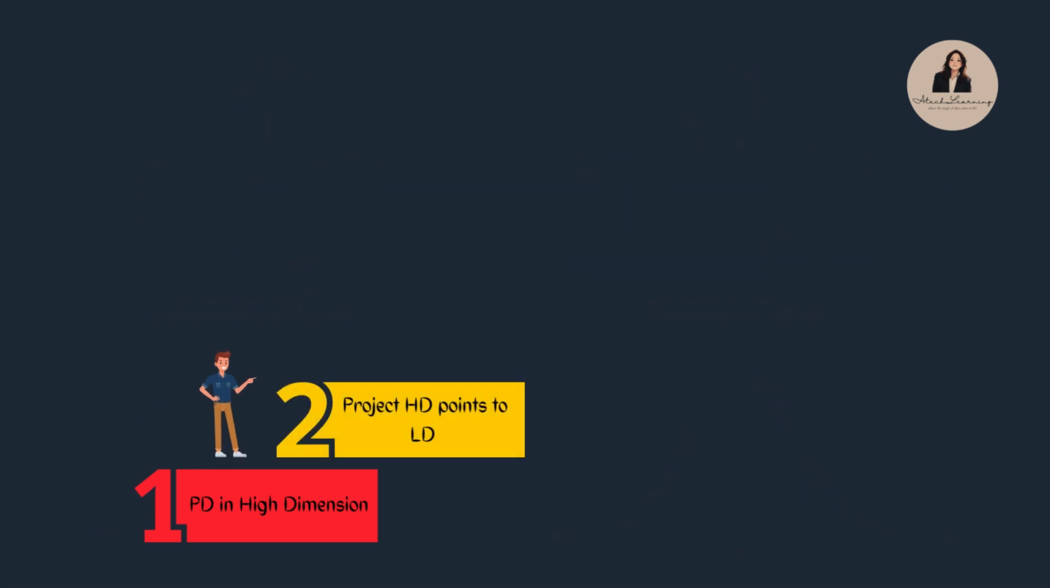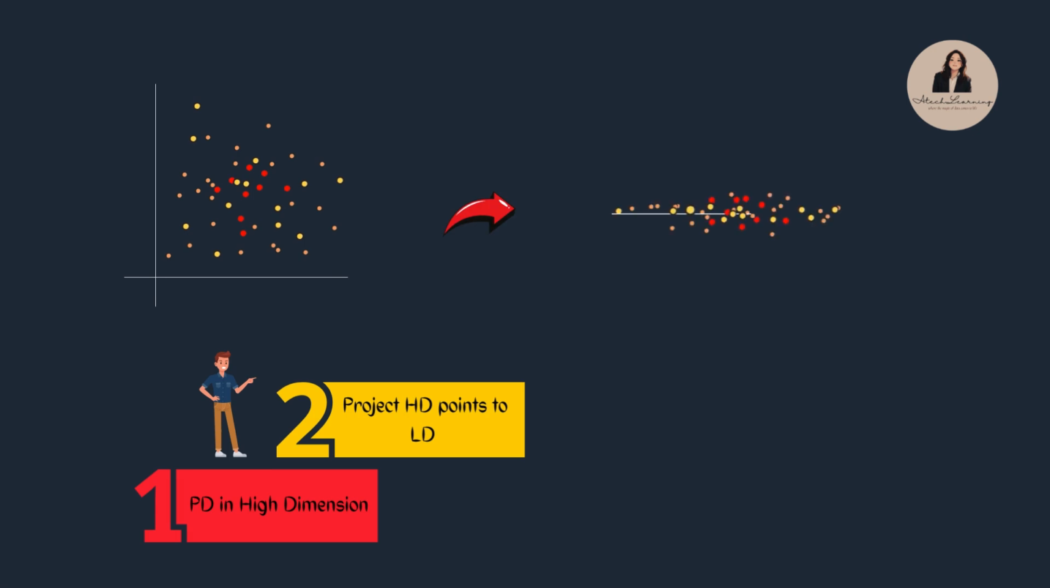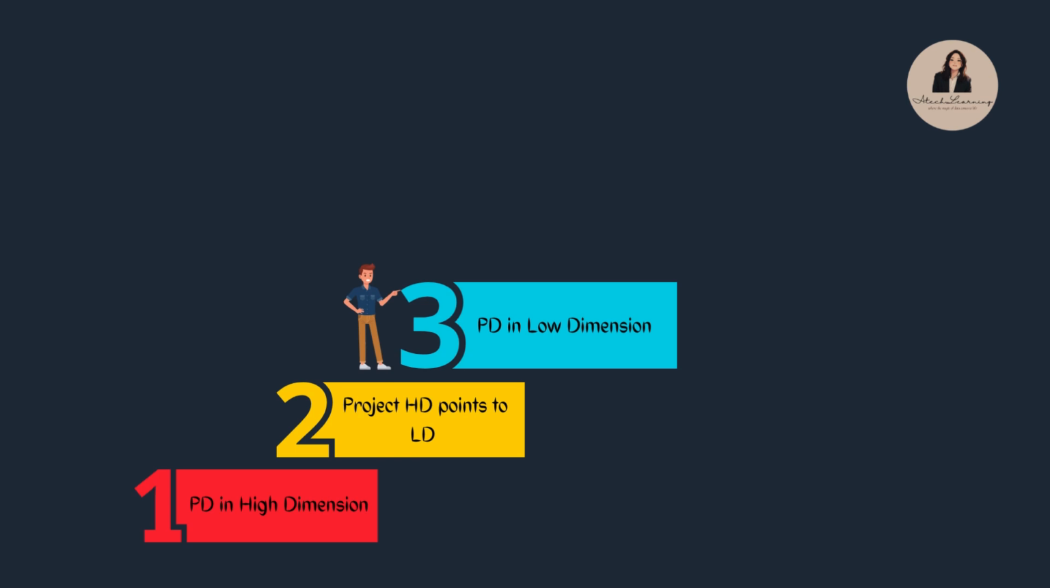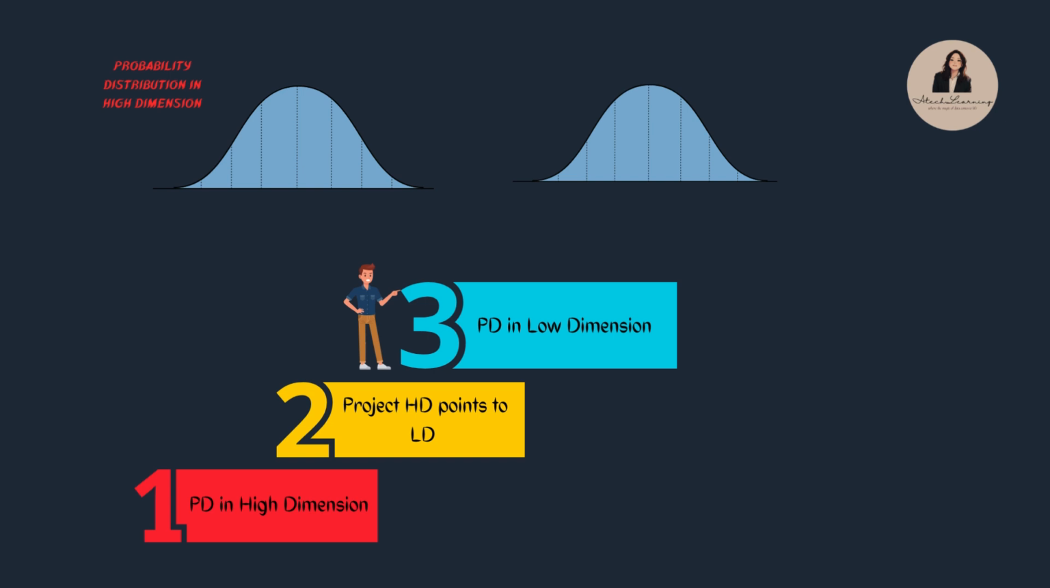Step 2, we need to project the high dimensional points to a low dimensional space. When we reduce 2-dimensional data to 1 dimension, we lose the y-axis. That means we are losing some properties of the data. We don't want this to happen. Hence, in the next step, we need to calculate the probability distribution for every pair of points in the low dimension space. Now, we have 2 probabilities. One is the probability in the high dimension space and the other is the probability in the low dimension space.